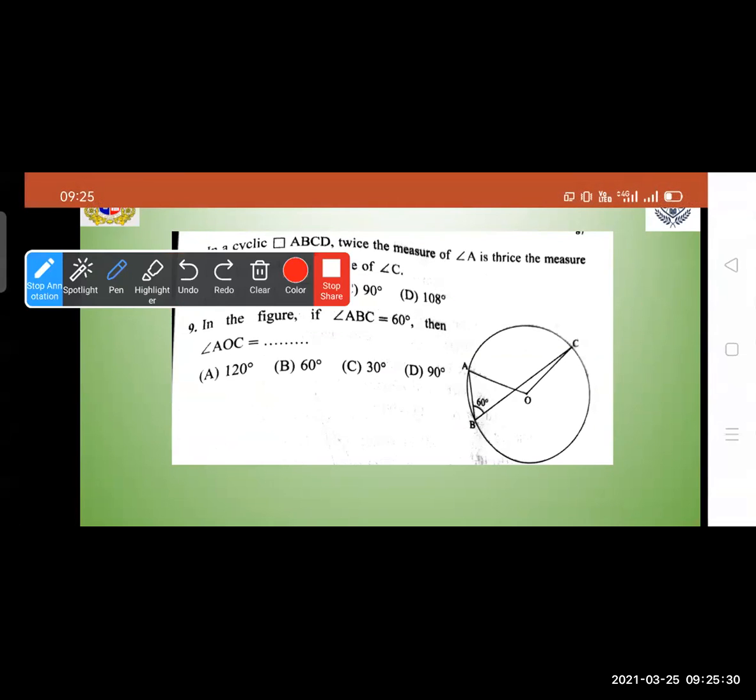In 8th question, in a cyclic quadrilateral ABCD, twice the measure of angle A is thrice the measure of angle C. So when we twising angle A is equal to thricing angle C, then find the measure of the C. So here B is given. B is given B equal to 60 degree. Okay. So when we twising this one in cyclic, yes, see this one is B and angle 2A is equal to angle 3C.